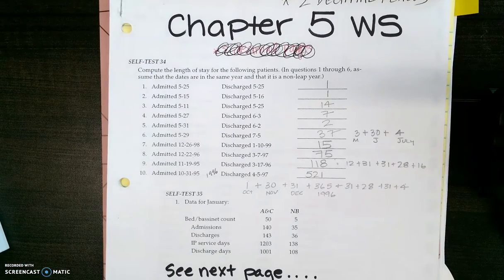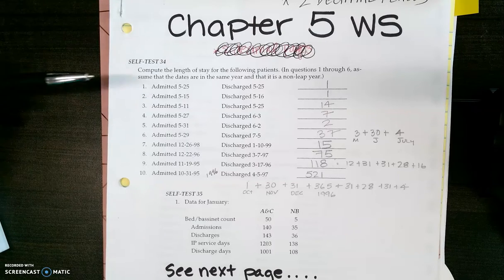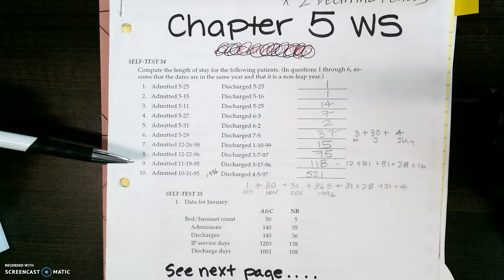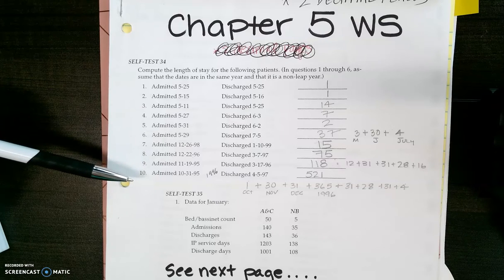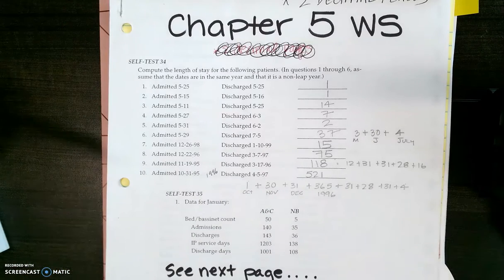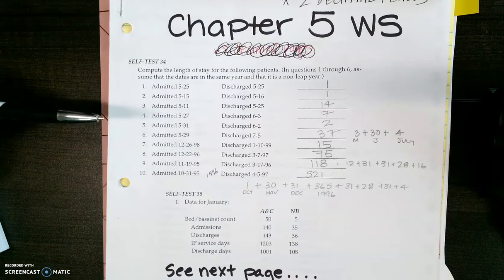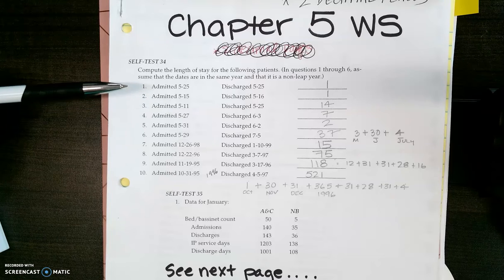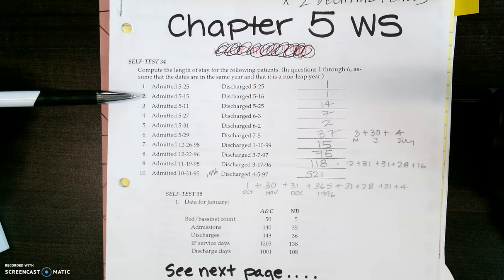And so self-test 34 starts out with compute the length of stay for the following patients. Assume that these dates are in the same year and a non-leap year for where you don't see years listed. And so these are pretty self-explanatory, right? And I listed this out on the assignment as well, how many days and how I calculated that, so hopefully you were able to see that. But I'm going to hit a couple of high spots that I know sometimes are problematic.